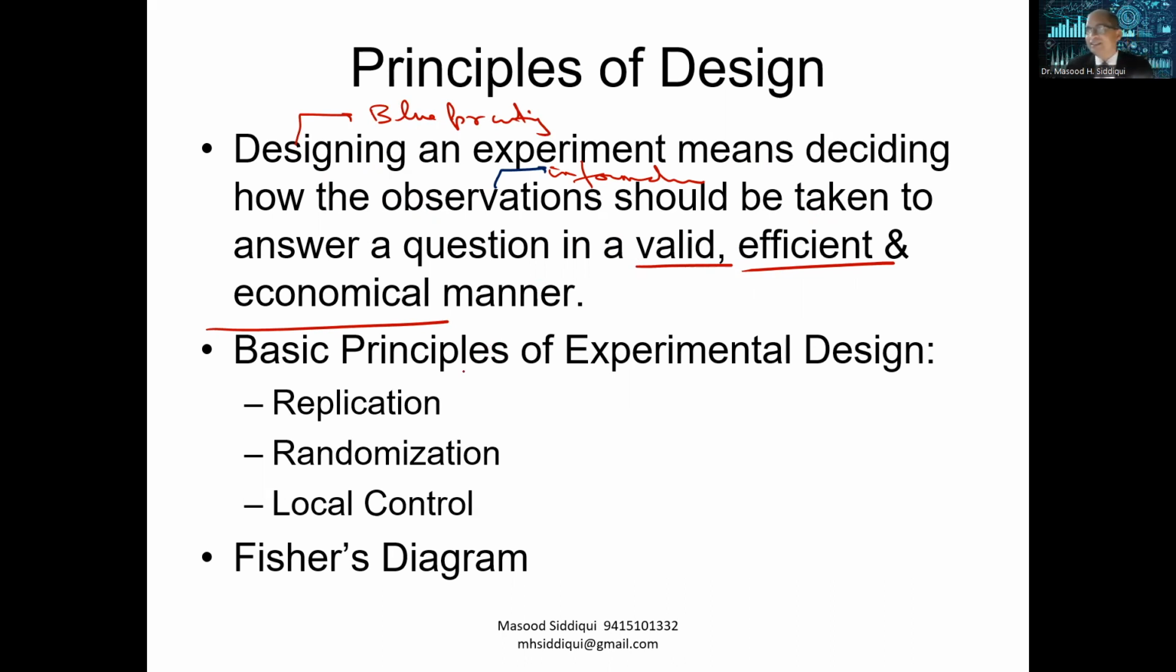So these are the characteristics. Now we have three basic principles of experimental design as given by Fisher. One is replication, which we will discuss in detail. The other one is randomization. And the third one is local control. These are the three basic principles used in experimental design as suggested by Fisher.